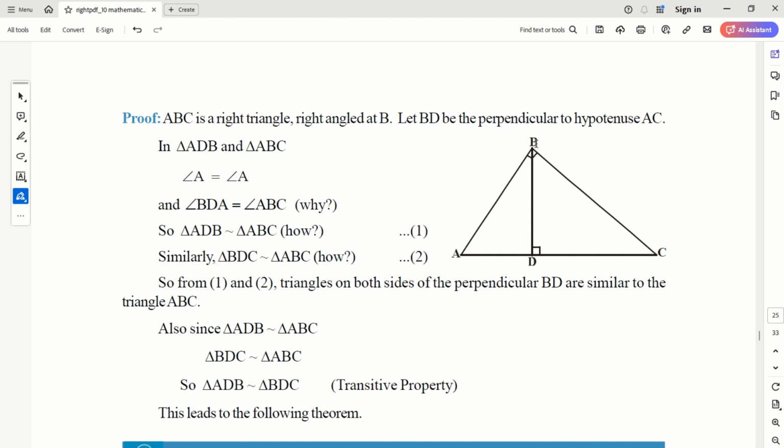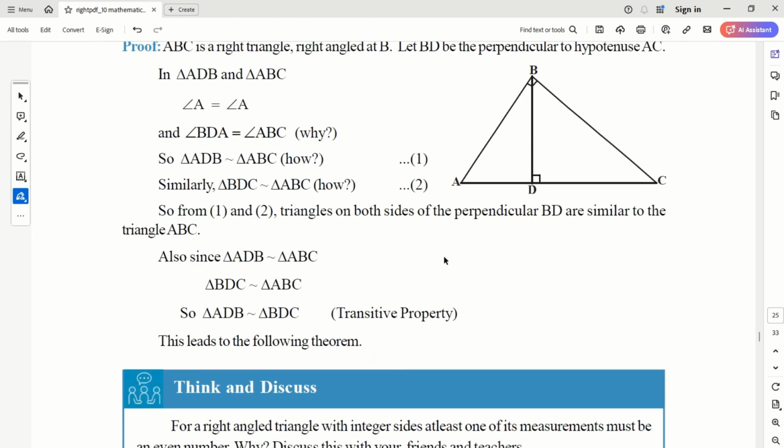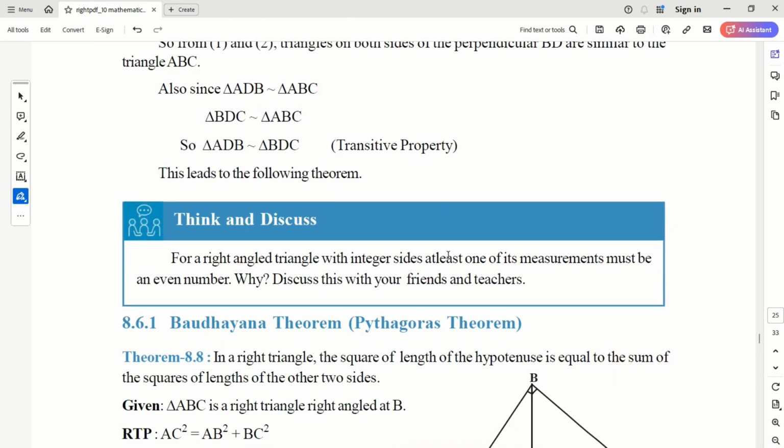Now, similarly, I can prove BDC is also similar to ABC. Correct? Now, use the transitive property, and third, triangle ADB and triangle BDC are also similar. Okay? So this is very simple. The only thing is, we should remember this and apply it at the right time. That is important. Almost all the theorems are very easy, but the most important thing is you have to remember, depending on the problem, which theorem to apply at the right time. So this is about the Pythagoras theorem of similar triangles.